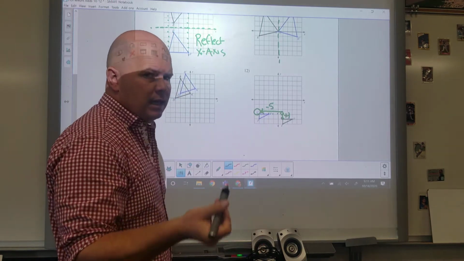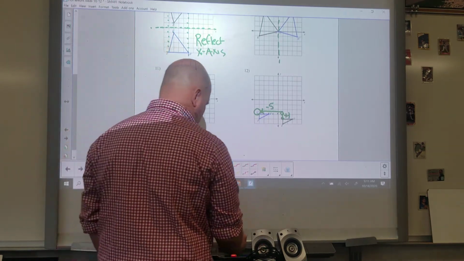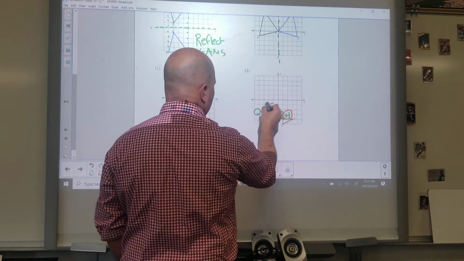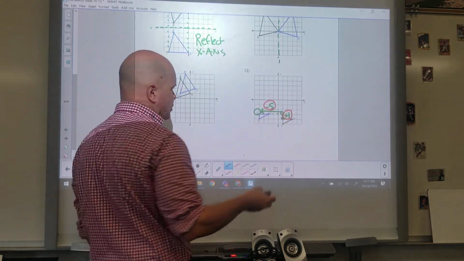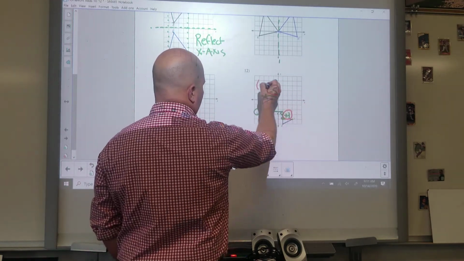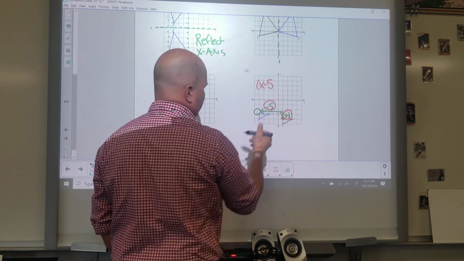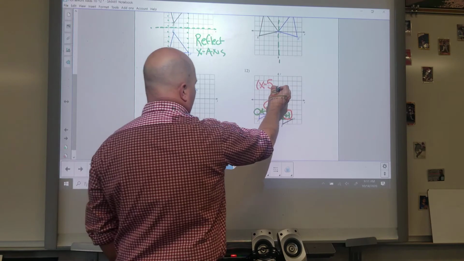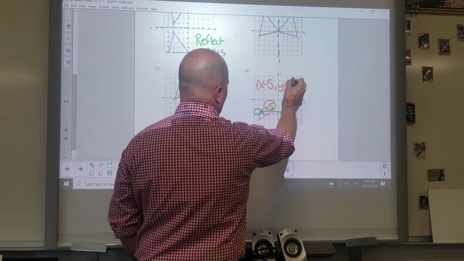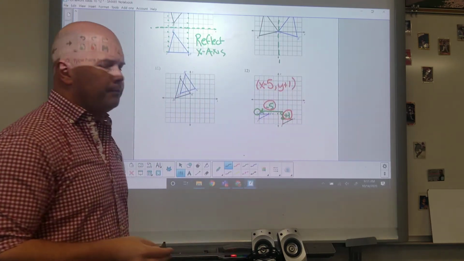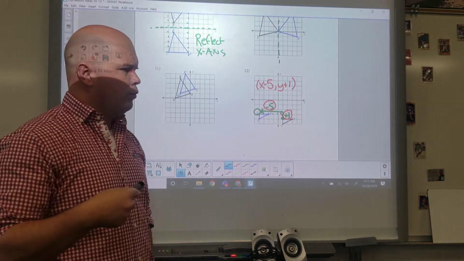Now I'm just going to take these two and plug them into my translation rule, because I know it's translating. My x move was minus 5, because x is your horizontal, your left and right movement, and my y was plus 1, which is your up and down. And that's how you work through those homework problems.